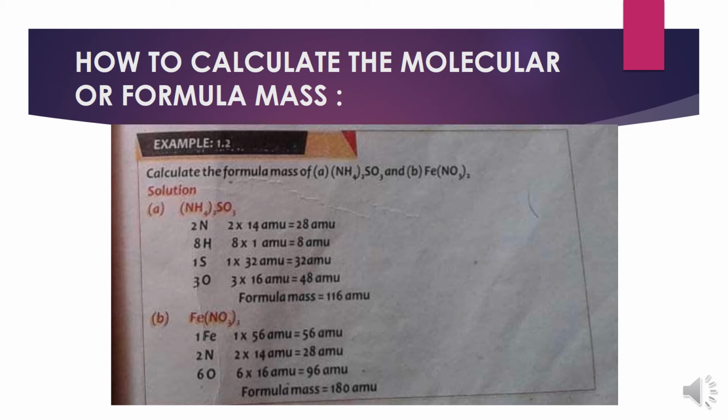8 atoms of hydrogen, multiply it with relative atomic mass of hydrogen, and that is 8. 1 sulfur means 1 into atomic mass of sulfur, and 3 into O means 3 atoms of oxygen, multiply with 16 atomic mass unit, so you will get the mass for 3 atoms of oxygen present in the molecule. Now you get your answers for each atom, then add them up and you will get the formula mass, that is 116 AMU. Is it clear?